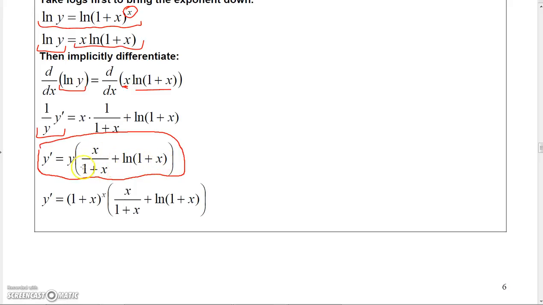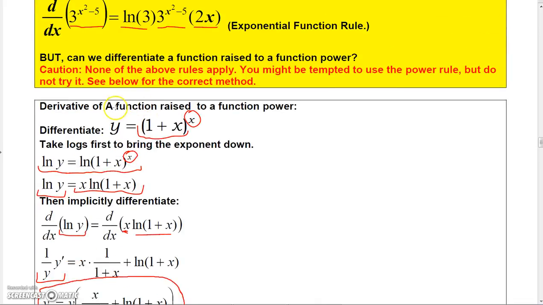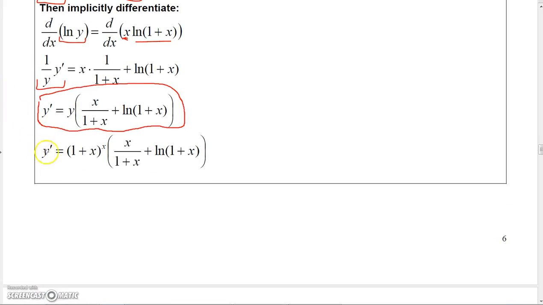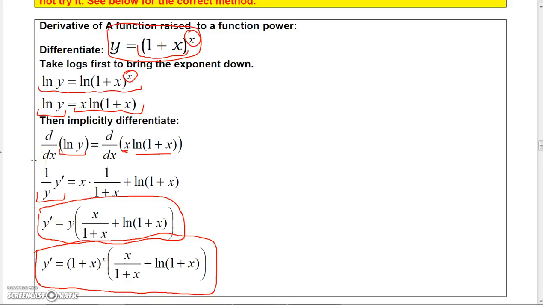But you might think that's as far as we can go, but if you go back to the very beginning, remember in the very beginning we actually know what y equals. We were given y in the very beginning. It's just 1 plus x to the x. So replace y with 1 plus x to the x, and now I get the derivative is 1 plus x to the x times the quantity x over 1 plus x plus the natural log of 1 plus x. Okay, that pretty much completes finding derivatives of exponential and log functions.